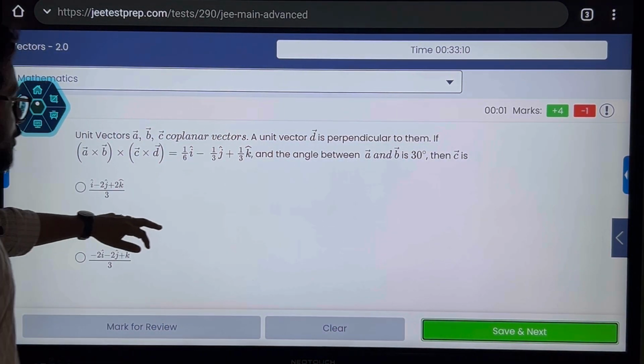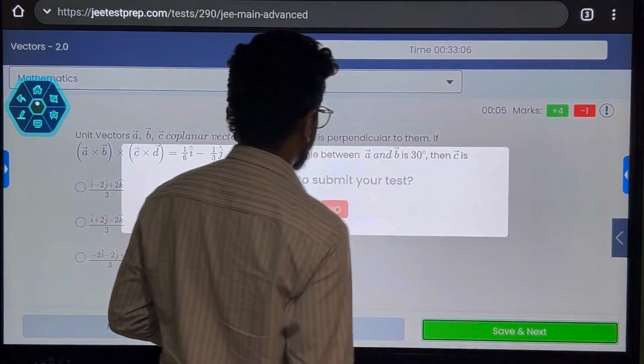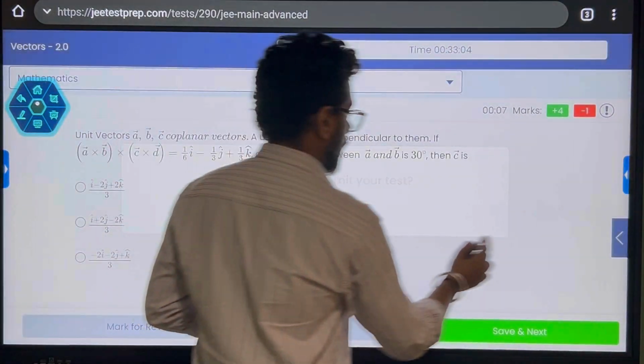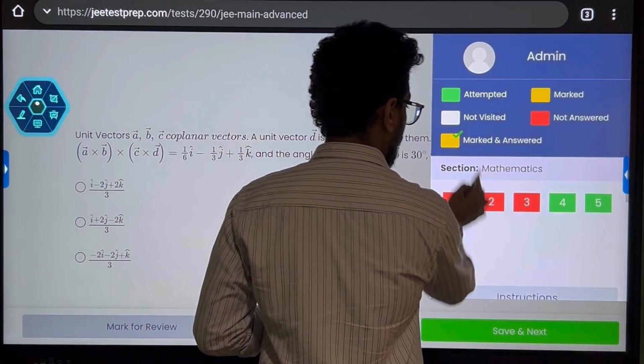We have solved this question in the last class. It's a question on scalar triple product. So I will solve one of the questions now.